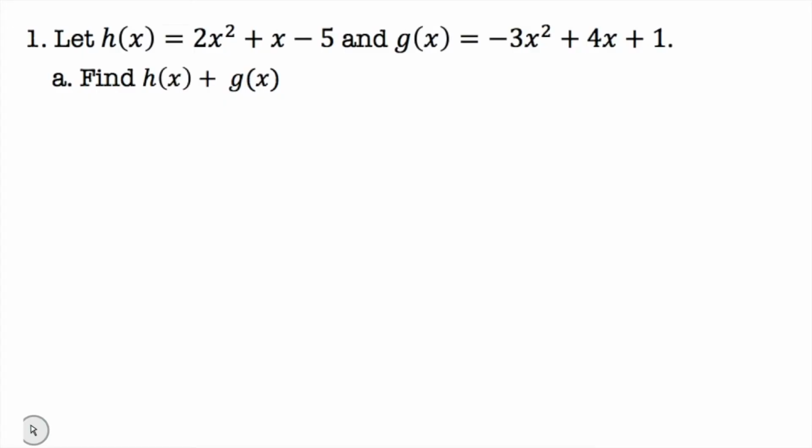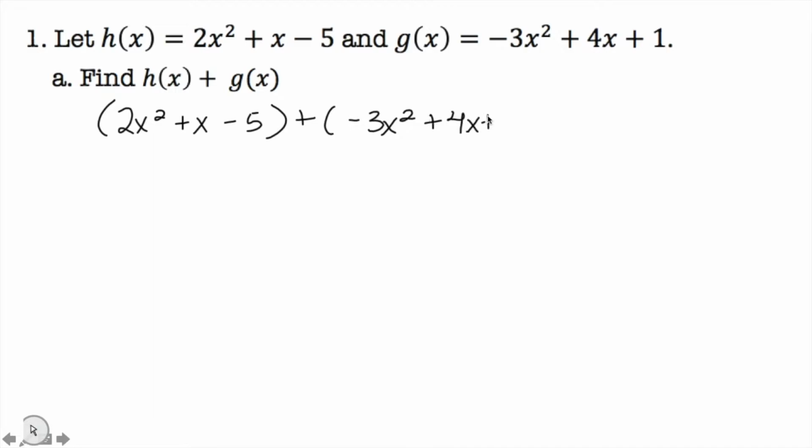Number one is: let h of x equal 2x squared plus x minus 5 and g of x equal negative 3x squared plus 4x plus 1. You need to find h of x plus g of x. So you just take these two functions and add them together. You have 2x squared plus x minus 5 all being added to negative 3x squared plus 4x plus 1.